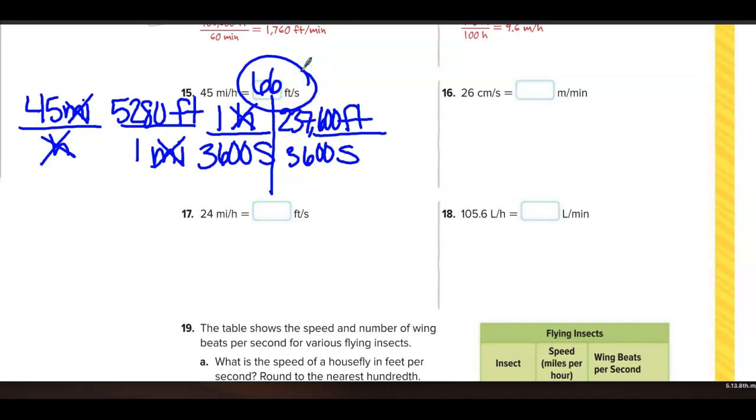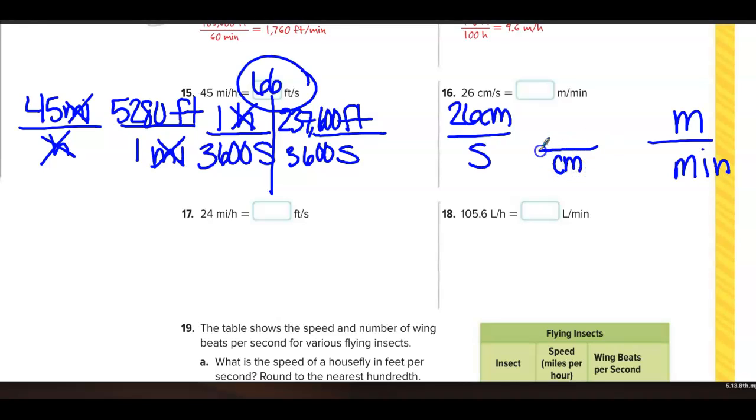On number 26, I would write 26 centimeters per second, and I'm trying to get to meters per minute. I'm getting rid of both labels, so since centimeters starts on top, I'm going to put it on bottom, and then I want my label on top to be meters, so I put that on top. There are 100 centimeters in 1 meter. I'm going to cross off my centimeters label.